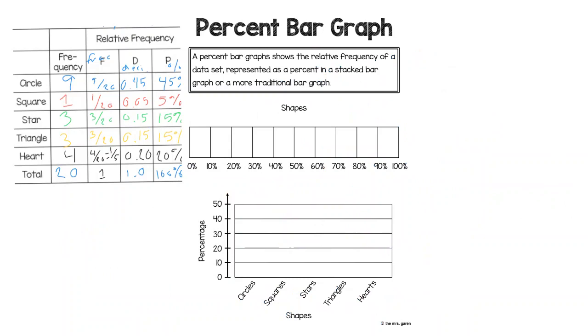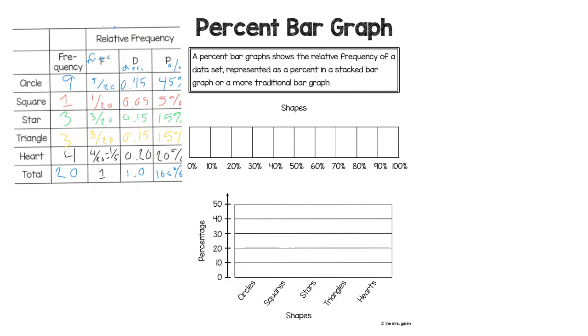All right, so now is time to put this all together into our percent bar graph. So we're going to look at the bar graph that's on the top, and I brought over our frequency table that we just made. In order to make this percent bar graph, what we're going to do is we are going to color in each of the percents that we have.